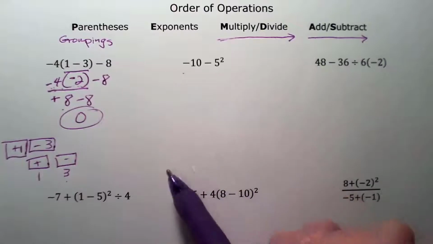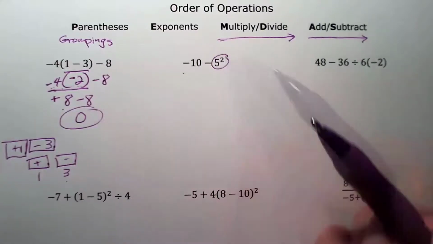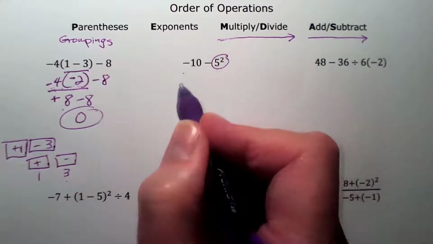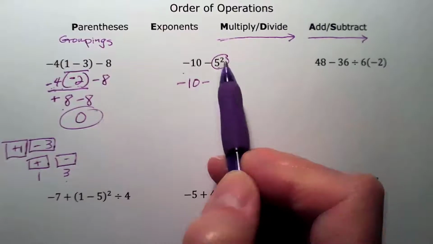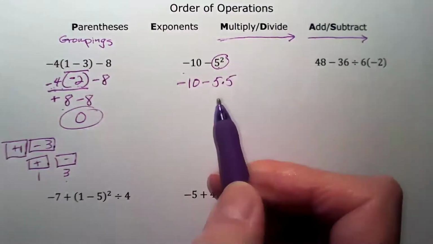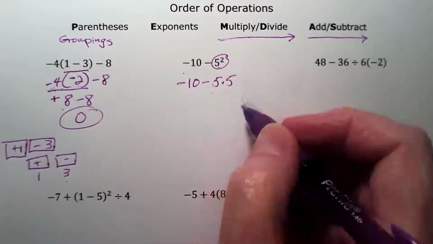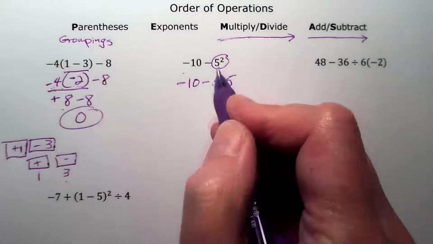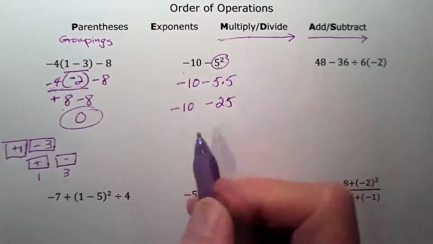I look at it, there's no parentheses, so then I'm going to exponents. This here is an exponent, so I'm going to say that I have negative 10 minus, and then I'm going to do the 5 times 5. And I just write it out, which means the next thing I'm going to do is the multiply divide. 5 times 5 is 25, or I could have just said, I know 5 squared, 25. So now I have negative 10 minus 25.